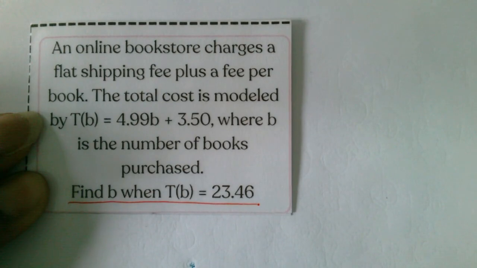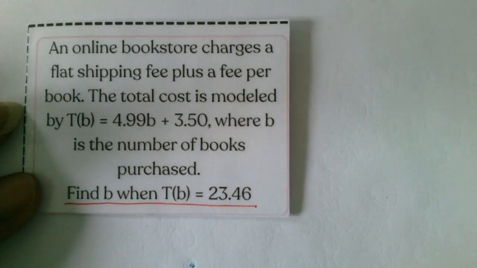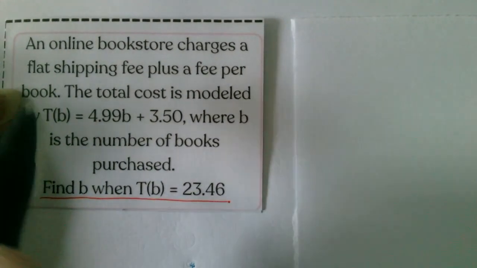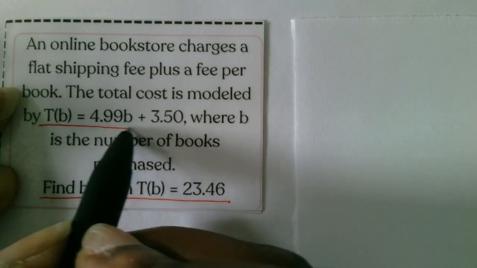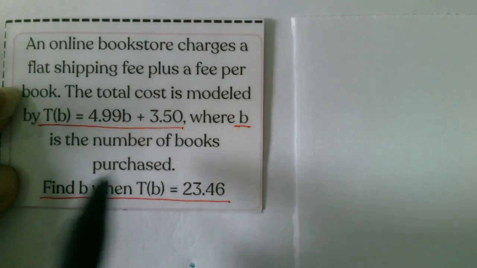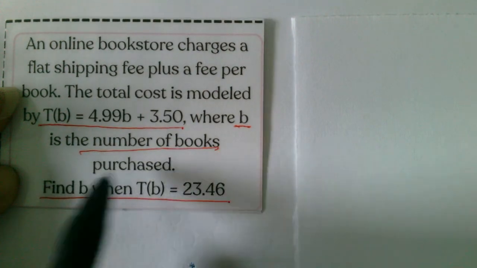Okay? So now we have our, what did they give us? Here's my clue. They gave me an equation. And they're telling me what B represents. B is the number of books purchased.